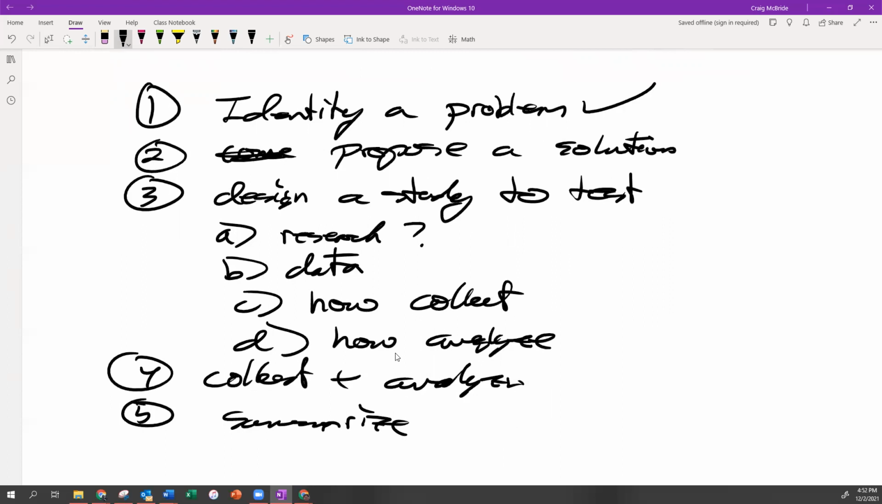Chapter 1 is identify the problem. Chapter 2, your lit review, is where you check to make sure somebody else hasn't already solved it the way you want to solve it. Chapter 3, your methodologies chapter, that's where you discuss all of this. You talk about your research questions, the data that you're going to need, how you're going to collect your data, how you're going to analyze it. Chapter 5 is your results chapter, where you do all of this and summarize it. And that's your dissertation.